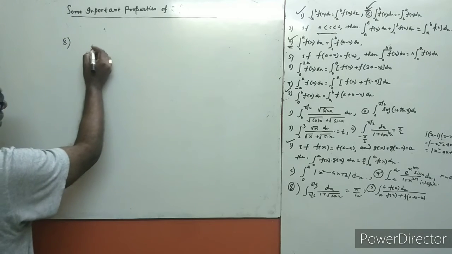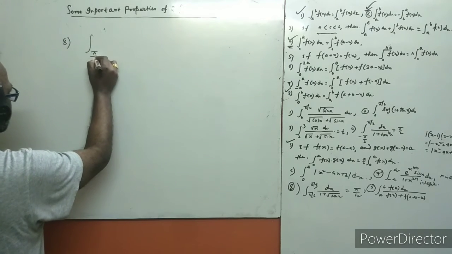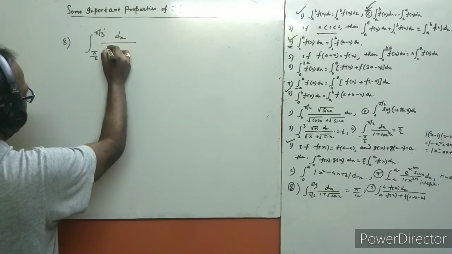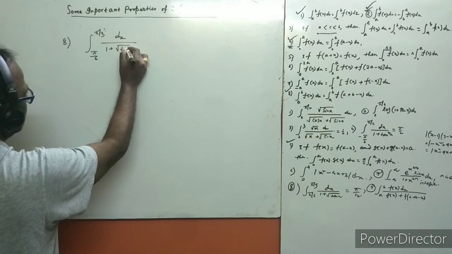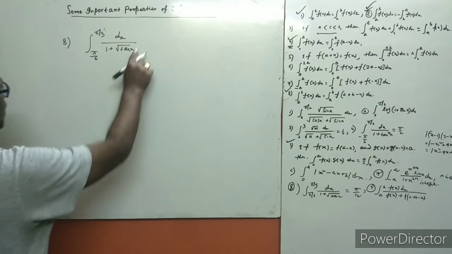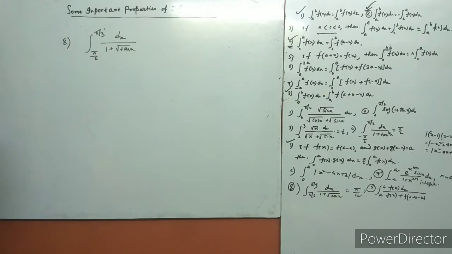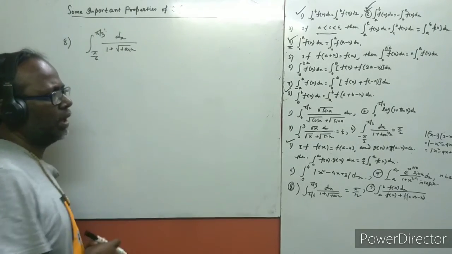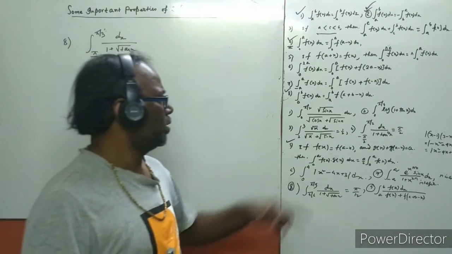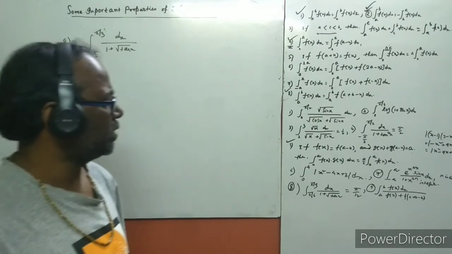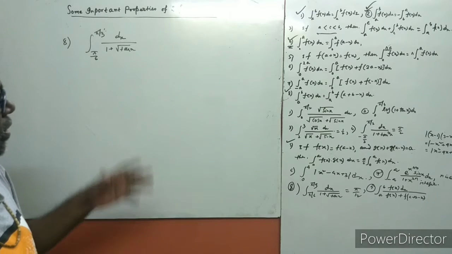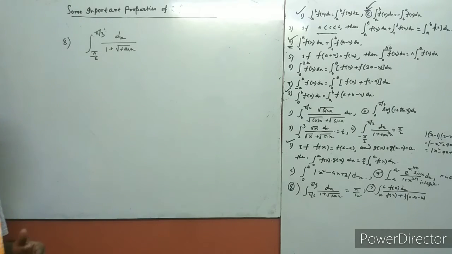Question number 8 here is the integral from pi by 6 to pi by 3 of dx by 1 plus root over tan x. Again we apply the last property, that is property 8. If the lower limit and upper limit are a and b, we can replace x with a plus b minus x. In this video the property 8 was discussed.